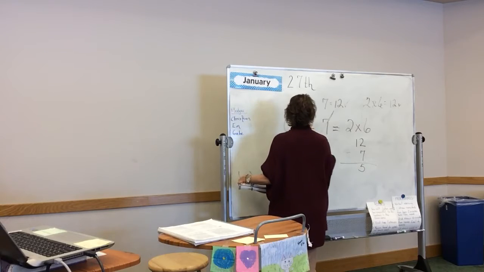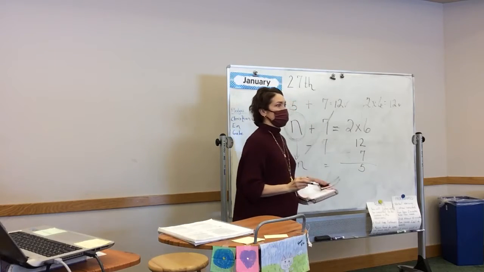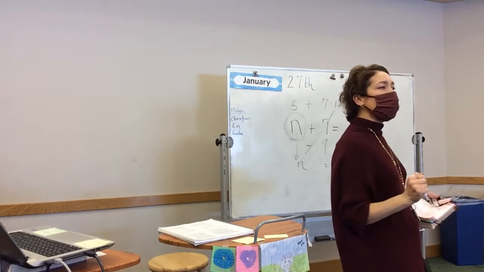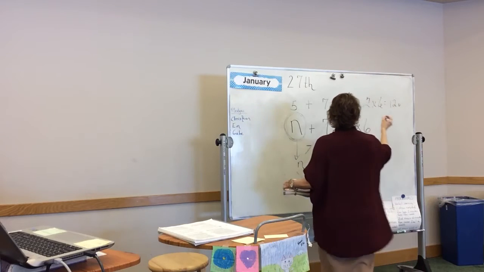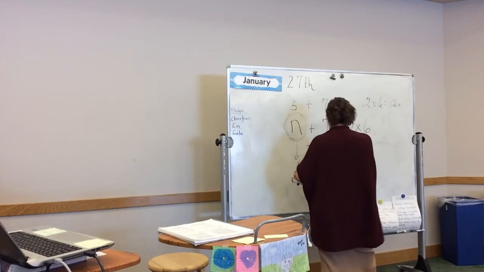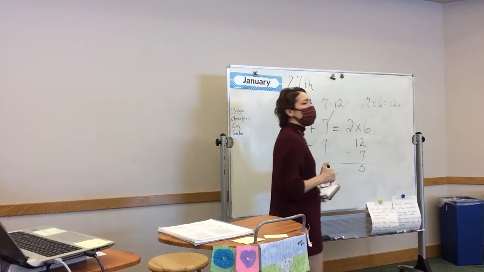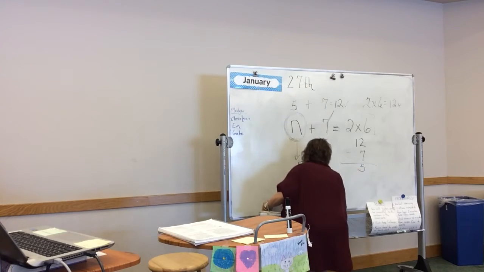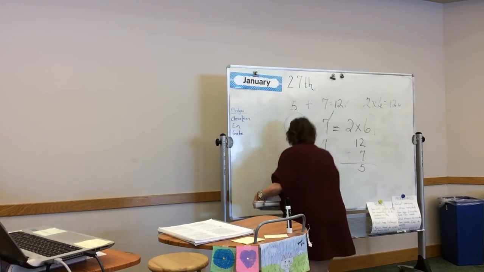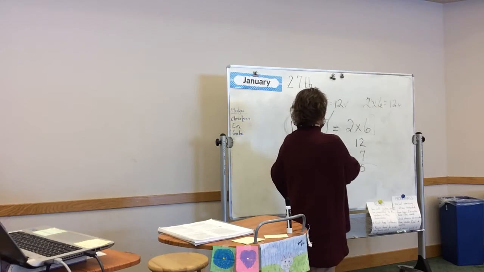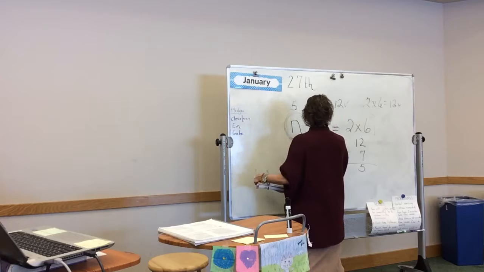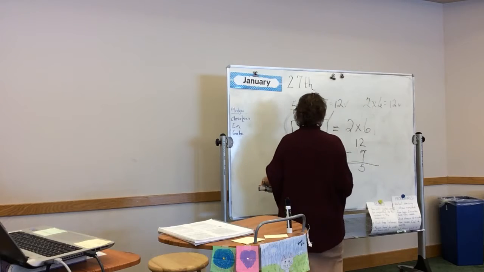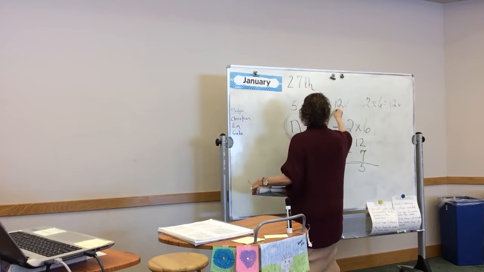Number or letter, we need to figure out what that mystery is. So we need to remember to do a series of actions. So we're going to start again with the 2 times 6. This marker is not working well. We're going to work with what we know. So we don't know what the N is, so we're going to go over here and work that side first. And then we go over here and do the opposite and do the same. And voila. And you have to get rid of the 7.